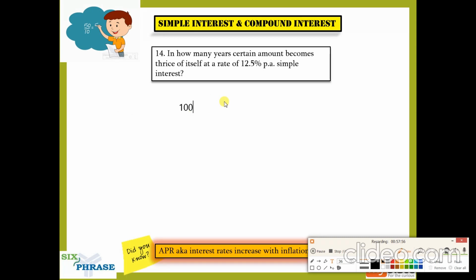Guys, if it is 12.5 percentage, what is 12.5 percentage of 100? It is 12.5, right? So at the end of 1 year, this will become 112.5. At the second year mark, again you'll have to add 12.5, so you'll have 125. At the third year mark, you'll have 137.5. At the fourth year mark, you'll have 150.